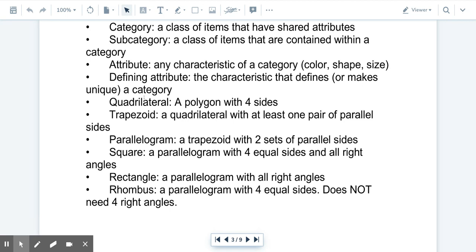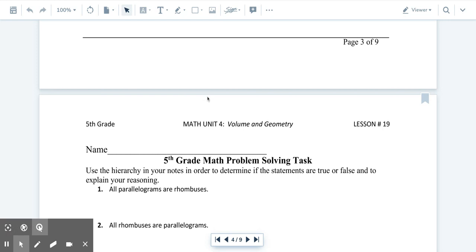As we are using our discussion to determine whether or not the statements are true and false, I want you to make sure that you're incorporating the definitions for defining attribute, subcategory, and category. And as you push yourself to incorporate those words in your explanation, you'll find that explaining your thoughts gets a lot easier, and it's backed up by your math knowledge. And anybody you explain it to will be able to understand what you're saying. So we're going to start our PST by talking about numbers 1 and 2 because they're pretty connected.